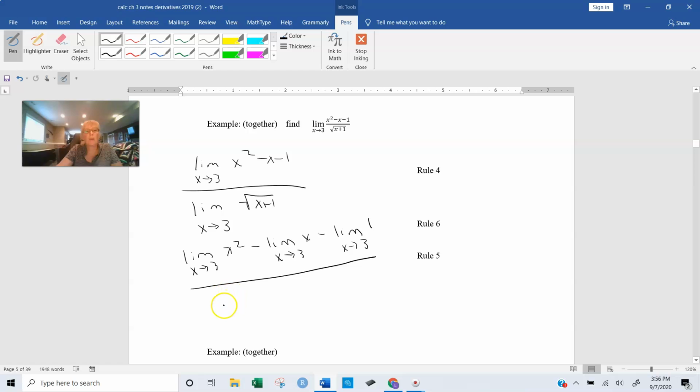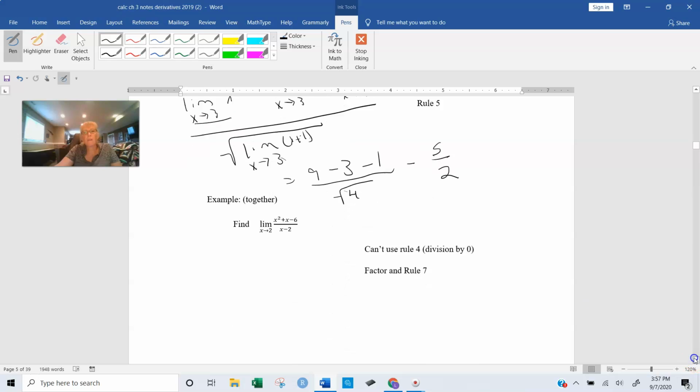This is really to the 1/2 power. So we're going to take the square root and we're going to move the limit inside. The limit as x approaches 3 of x plus 1. Now since those are all polynomials, I can plug in my numbers and I'm going to get 9 for this one minus 3 minus 1. Remember the limit of a constant is itself, all over the square root of the limit of x plus 1, which would be 4. So now we have 5 over 2 is our limit of our function.